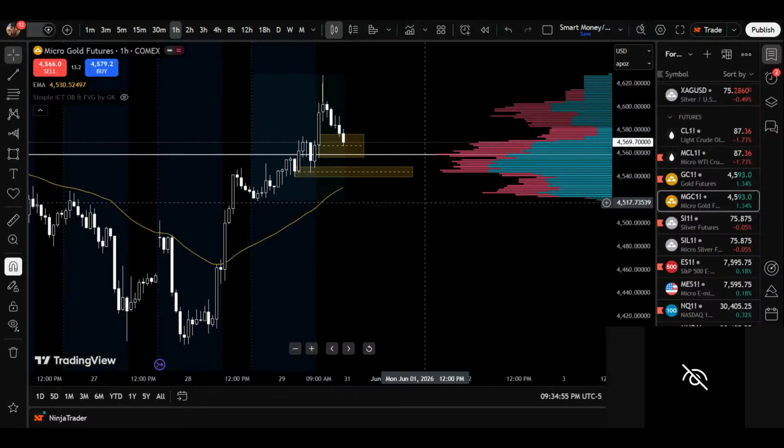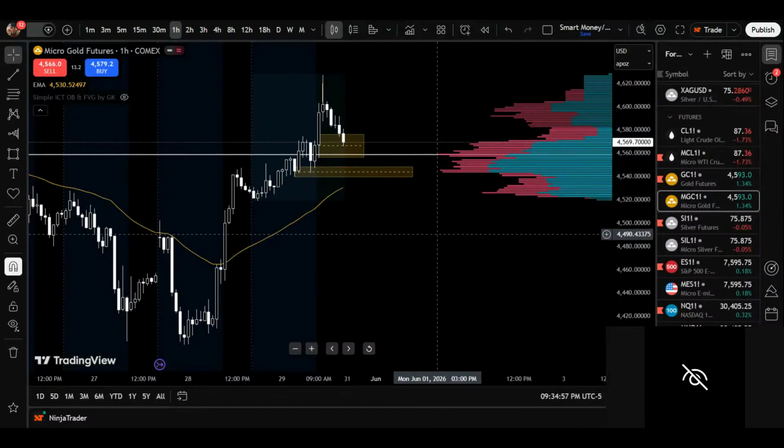Tonight, I will be showing you guys the amazing, the awesome gold micros trade that I caught this morning in my Lucid Flex funded account. All right, my Lucid Flex.